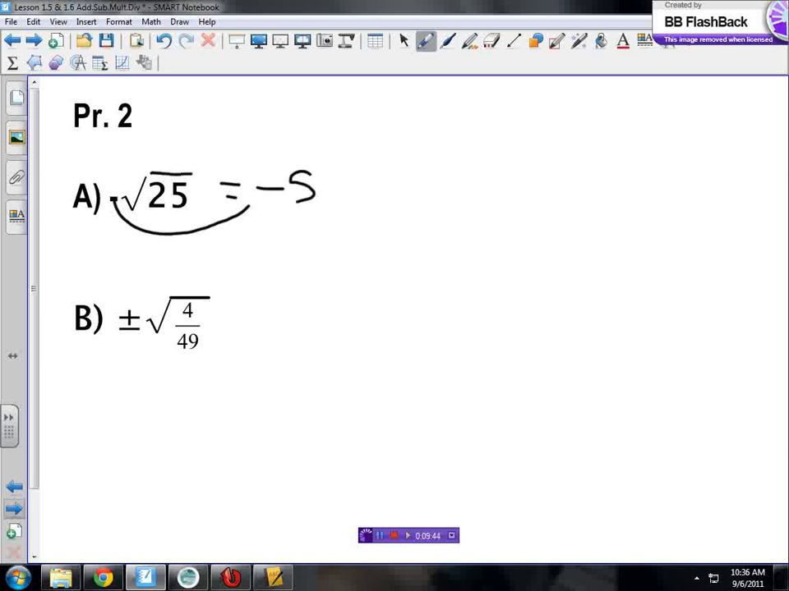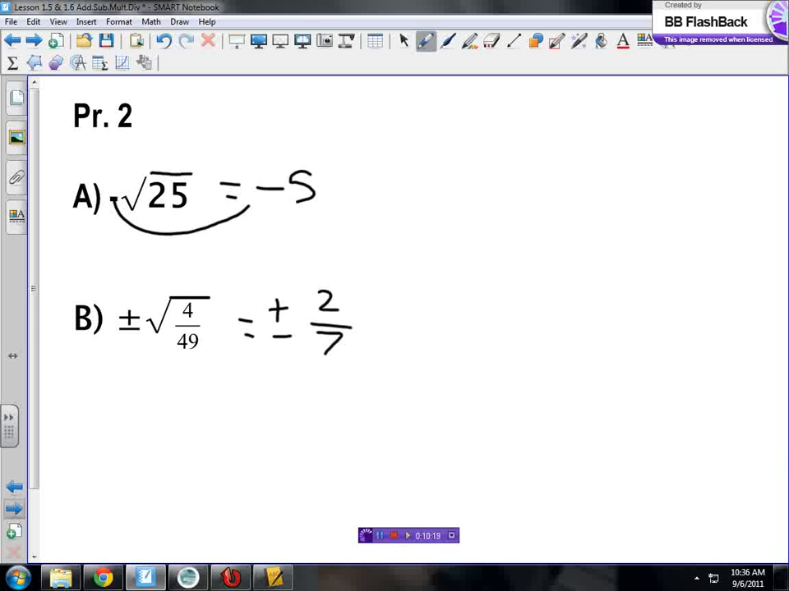Now this one has a weird symbol, doesn't it? You guys know what that symbol is? There you go. It's two symbols put together. It means plus or minus, and that's exactly how you say it. Then square root of a fraction. Do you guys remember how to do square root of a fraction? What's the square root of the top number? 2. What's the square root of the bottom number? 7. And our answer is read as plus or minus 2 over 7.